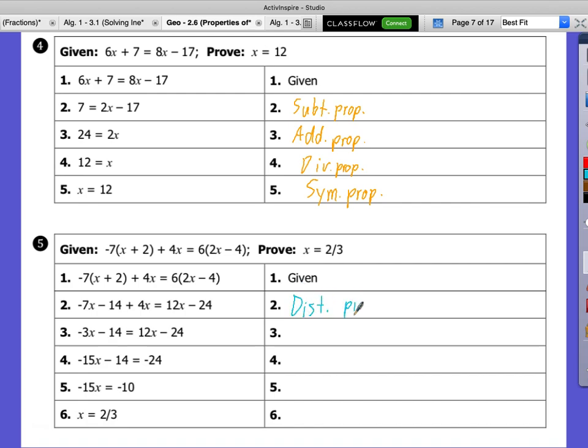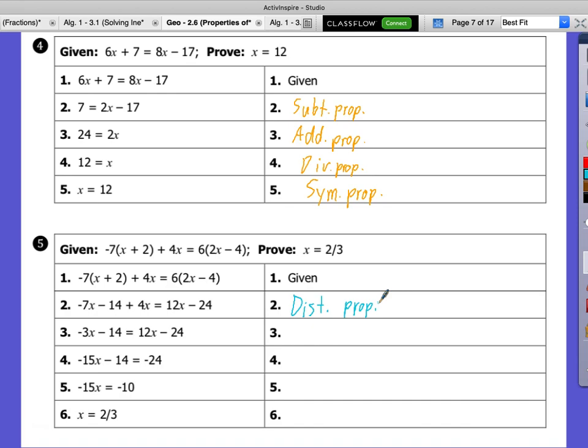Distributive property is what we're writing. Okay? Then, this is our new step. What do we do here? Combine like terms. Okay, we combine negative 7x and 4x and got negative 3x.